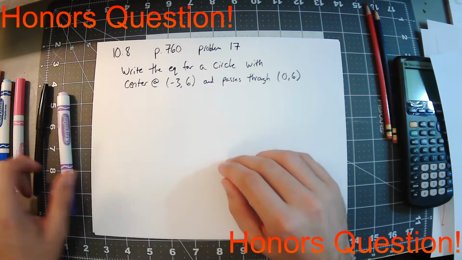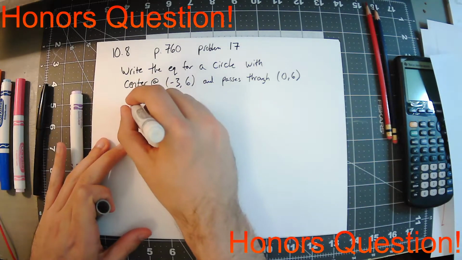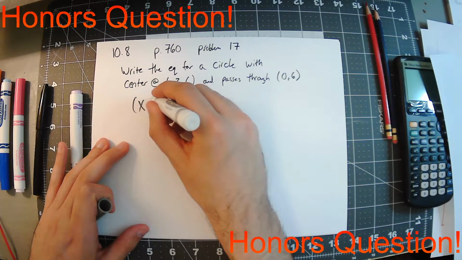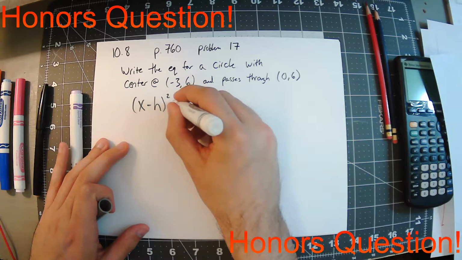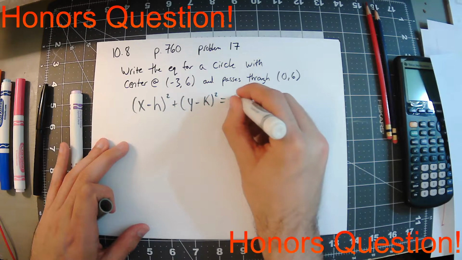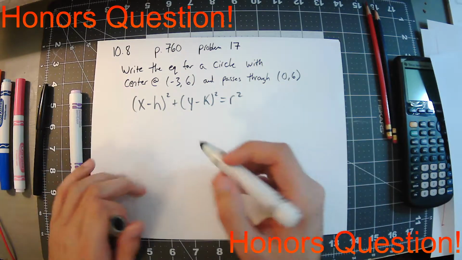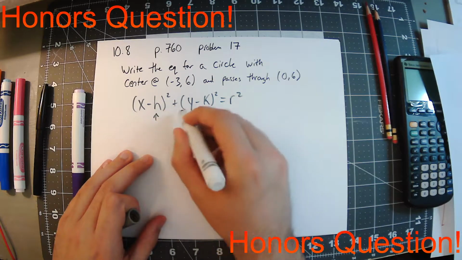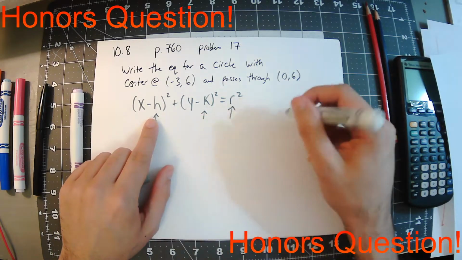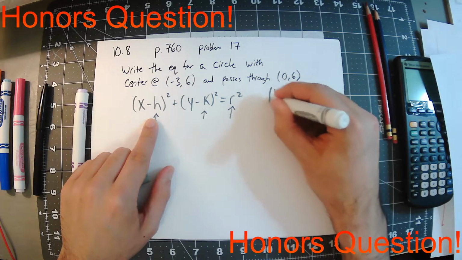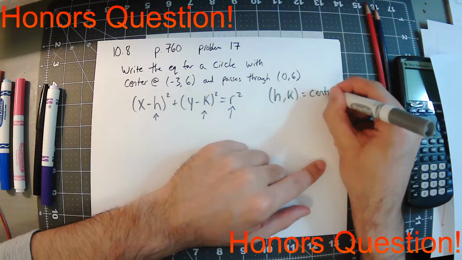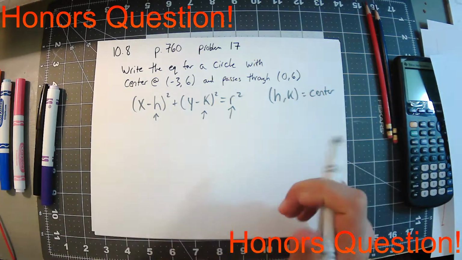Equation for a circle. Let's write that out. The equation for a circle, remember, is x minus h squared plus y minus k squared equals r squared. And these are three of our inputs. We input h, we input k, and we input r. H and k are the center point. And we know those actually. We actually know those now.